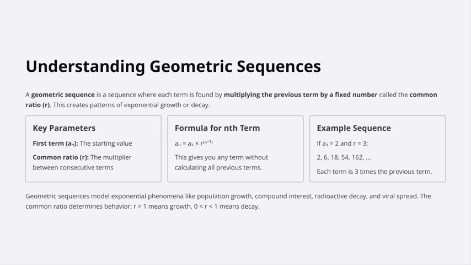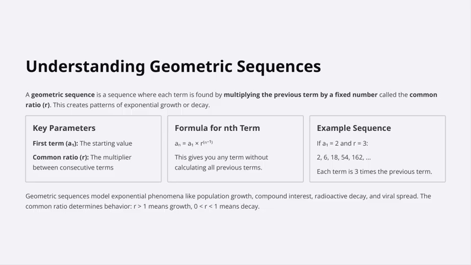Understanding geometric sequences is crucial because they help us describe many real-world phenomena. Essentially, a geometric sequence is a list of numbers where each term is found by multiplying the previous one by a fixed number, which we call the common ratio. This pattern of multiplying creates exponential growth or decay, depending on the value of r. Now let's talk about the key parameters.